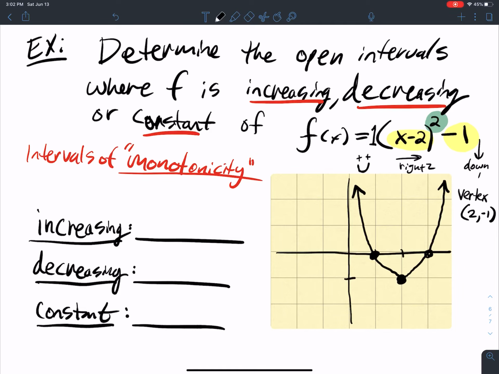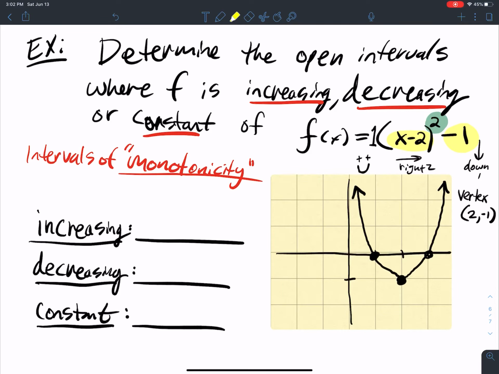Very similar. So where am I going up? If I read from left to right, it looks like I'm going down. So from -infinity over to 2, so x equal to 2, that's where I am decreasing, okay?